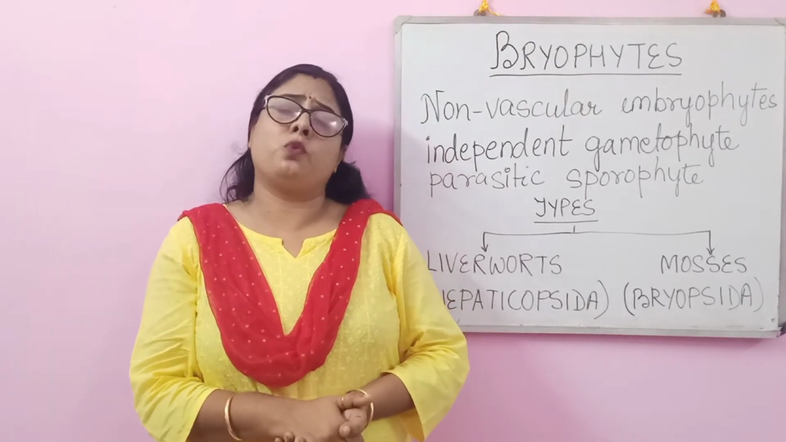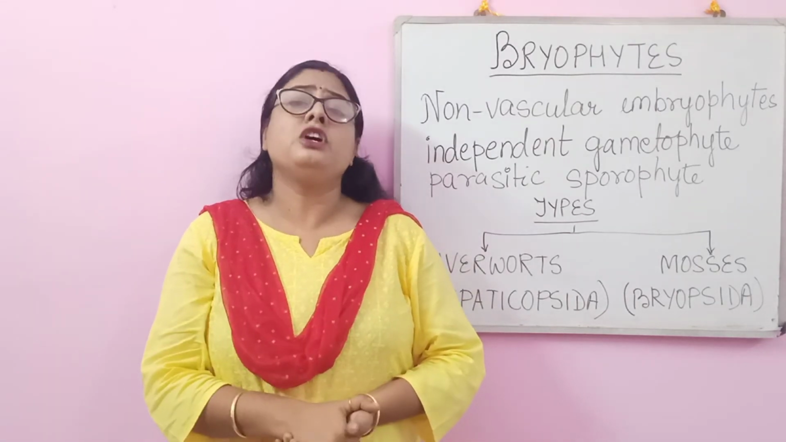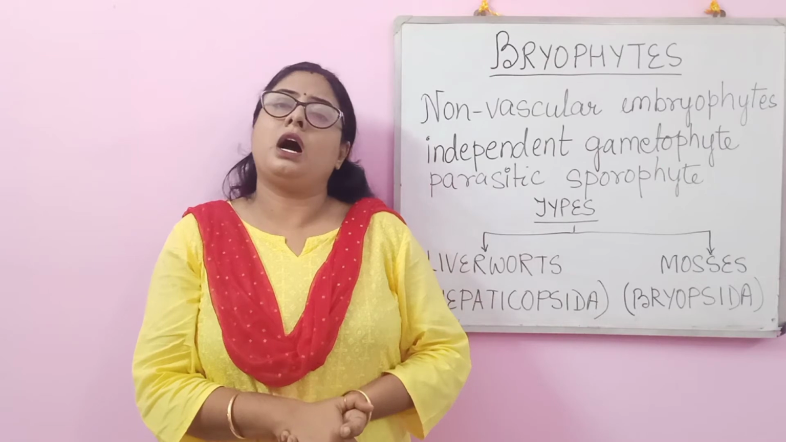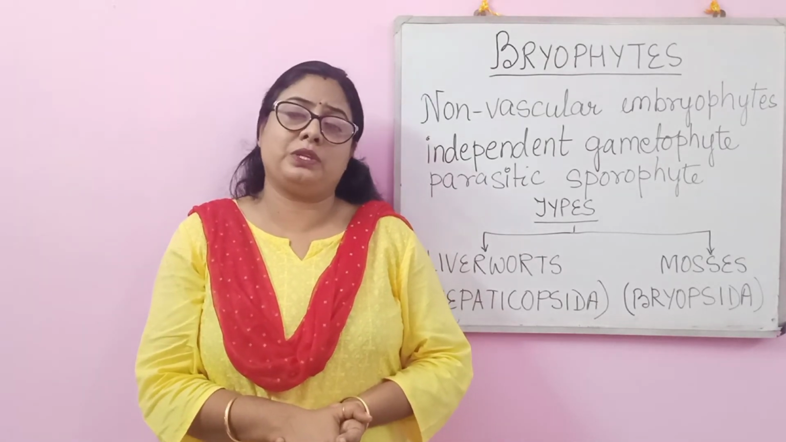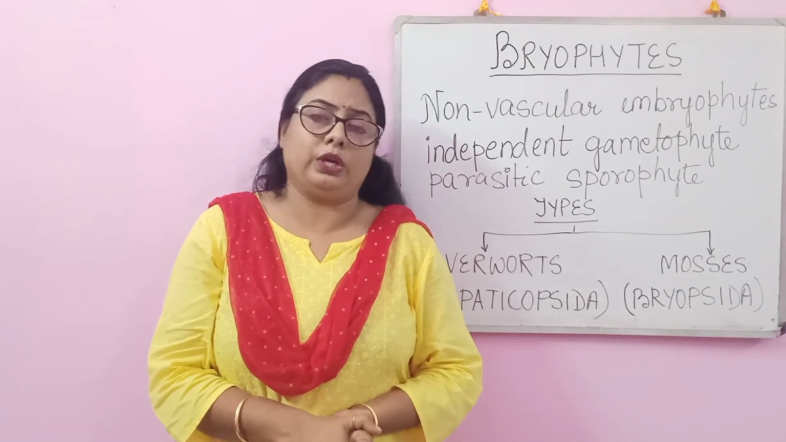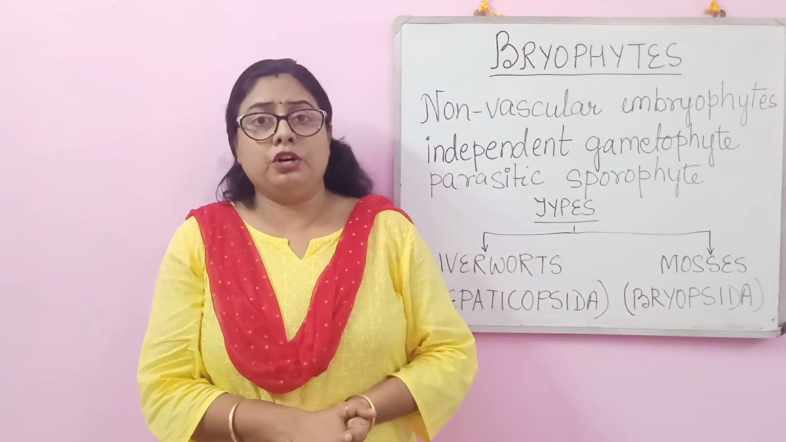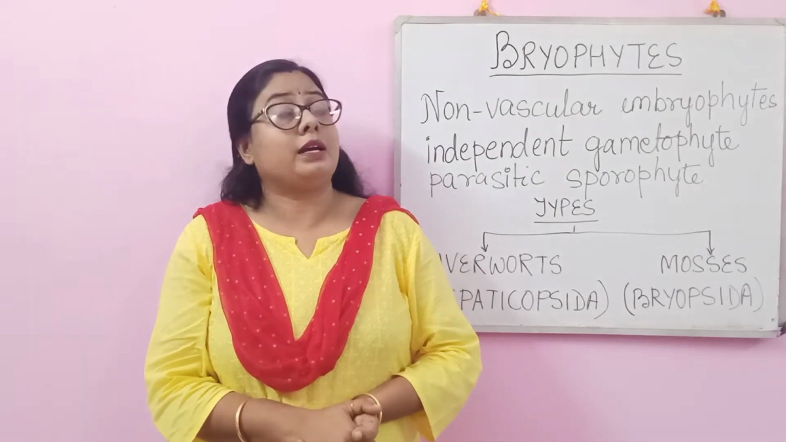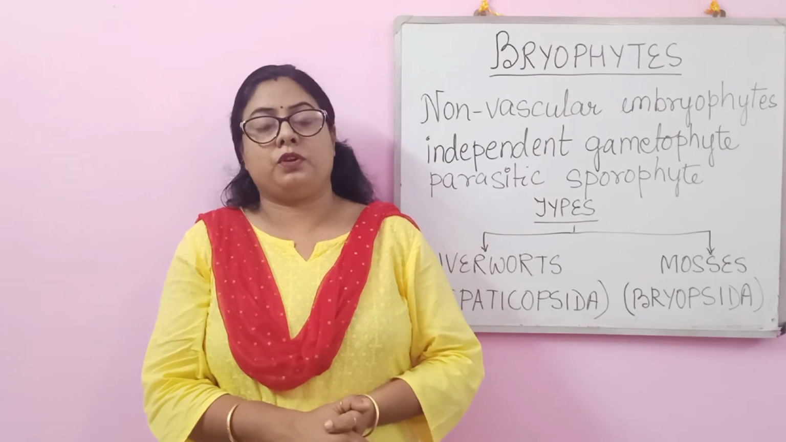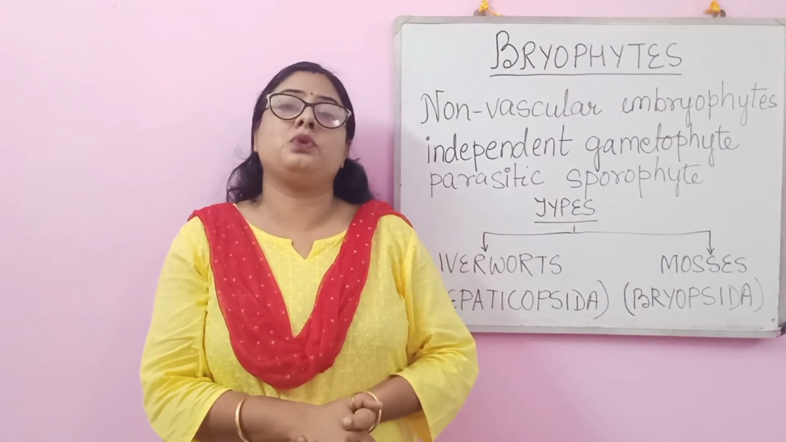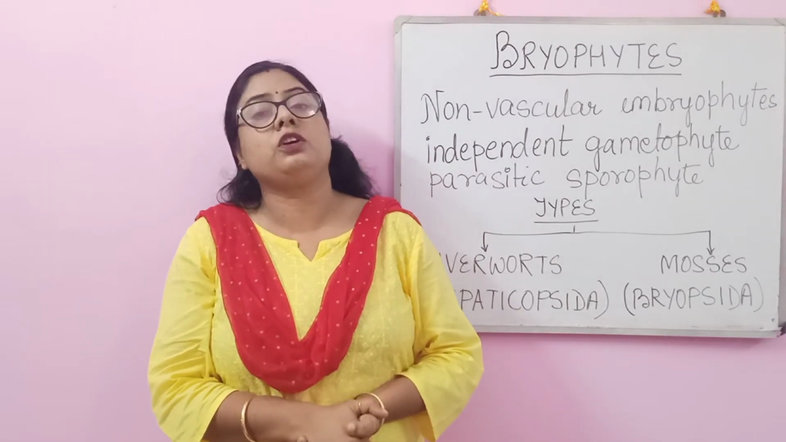With the help of water, the biflagellated antherozoid swims into the archegonium. Fertilization takes place within the archegonium. After this, the fertilized zygote does not undergo zygotic meiosis, but it grows into a sporophyte, which is diploid in genetic composition.